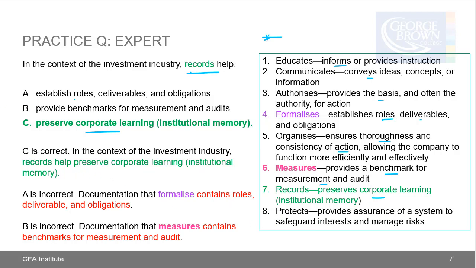So you can see A, establish roles and deliverables and obligations. No, that's formalizes, okay? And you can see B, provide benchmarks for measurement and audits. No, that's measures. So you can see very clearly there could easily be a type of question on the exam regarding this learning outcome statement with the objectives of documentation. There's 8 objectives, and there's a couple of words. Pretty much need to create a flashcard to memorize that.